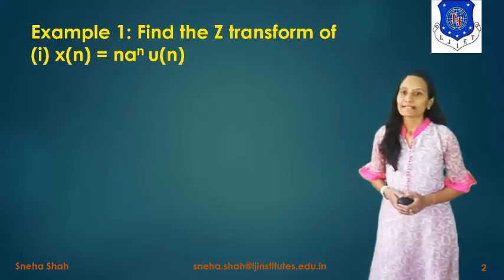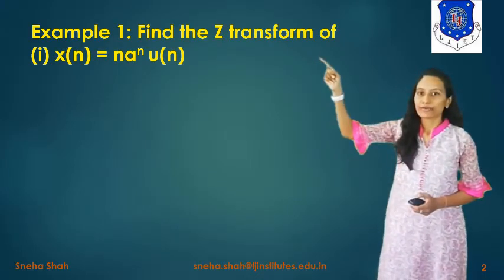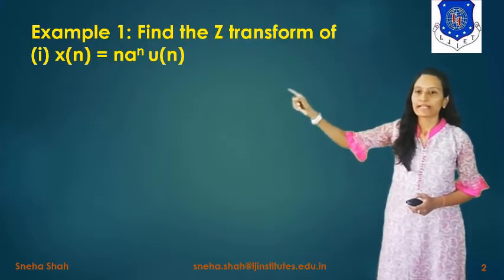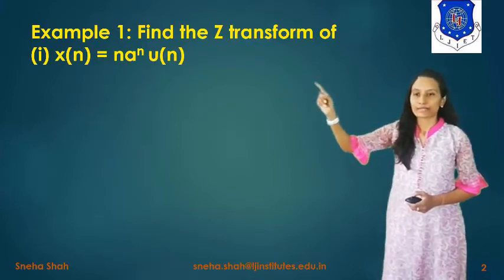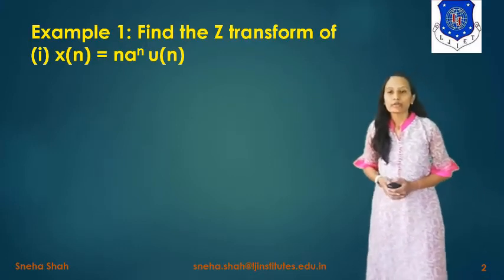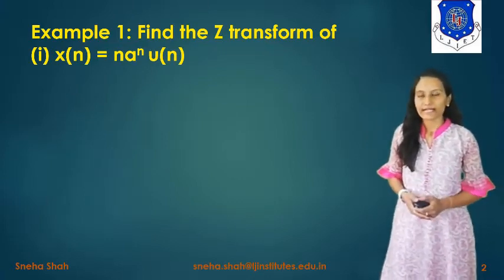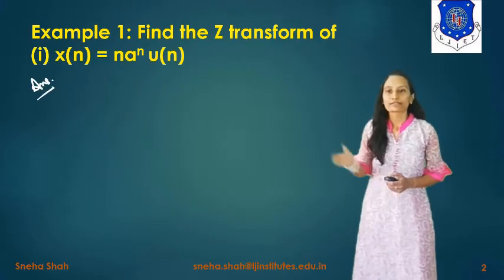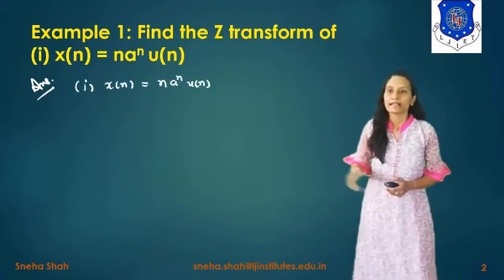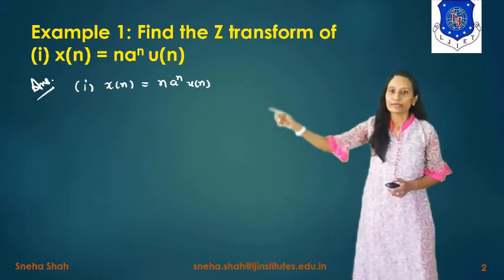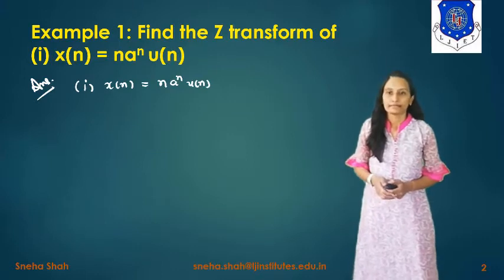So the first example is: find the Z transform of x of n equals n into a raised to n u of n. If you want to solve this example by using the properties of Z transform, we start with x of n equals n into a raised to n u of n.